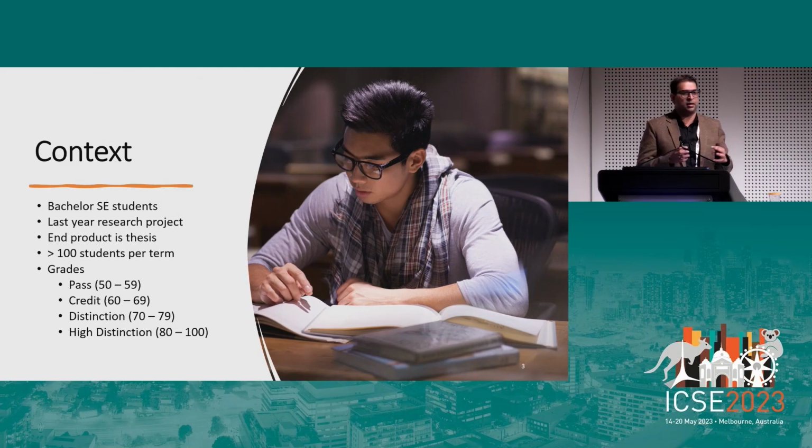And then they are graded or assessed on this grading system, which is followed in Australia. You get a pass, 50 to 59, credit 60 to 69, distinction 70 to 79, or high distinction 80 to 100. But of course, if you don't get any of them, then you fail.